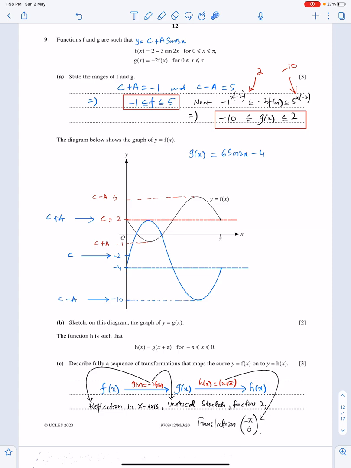Now we have to sketch f of x. Sorry, we have to sketch g of x. This is g of x, and the range is minus 10 to 2. So this is minus 10, this is 2, and the mean line is minus 4. This is the mean line. You all know how to sketch the trigonometric functions. This is the sketch of g of x. The range is minus 10 to 2, and the mean line is minus 4. Make sure your sketch of g of x must cut the x-axis here.